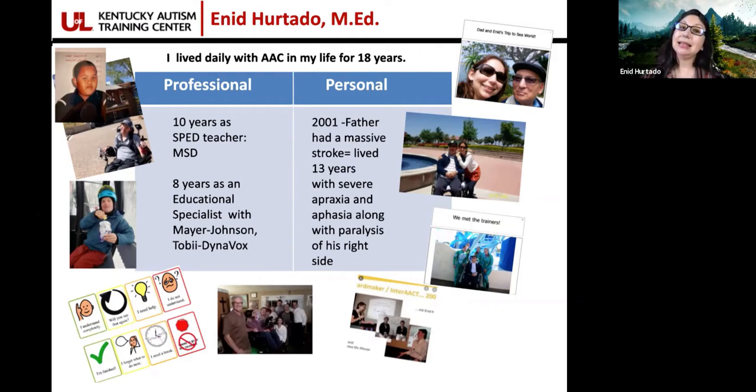Now, it just happened that at the same time that I was teaching, my father had a massive stroke, and as you can see, it left him with severe apraxia and aphasia and paralyzed on the right side. So I was able to work with AAC not only professionally in terms of students, but also in terms of my father, and go through all the different levels that he was at, because as you know, with apraxia and aphasia, especially severe, at a certain point not even communication supports worked.